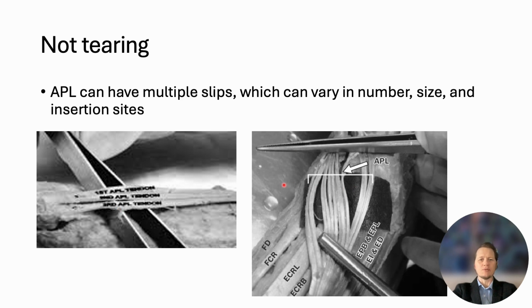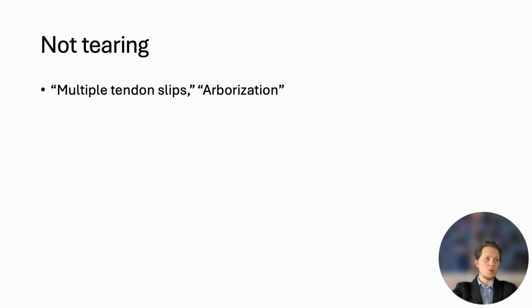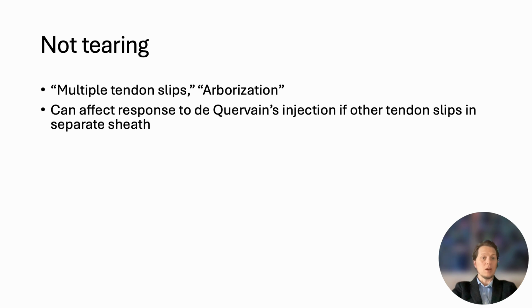It's pretty impressive. And they can really vary in number, and you can easily get fooled if you don't realize this natural, so to speak, arborization of the APL. It just happens in a lot of people. Not everybody, but enough that you've got to be aware of it.